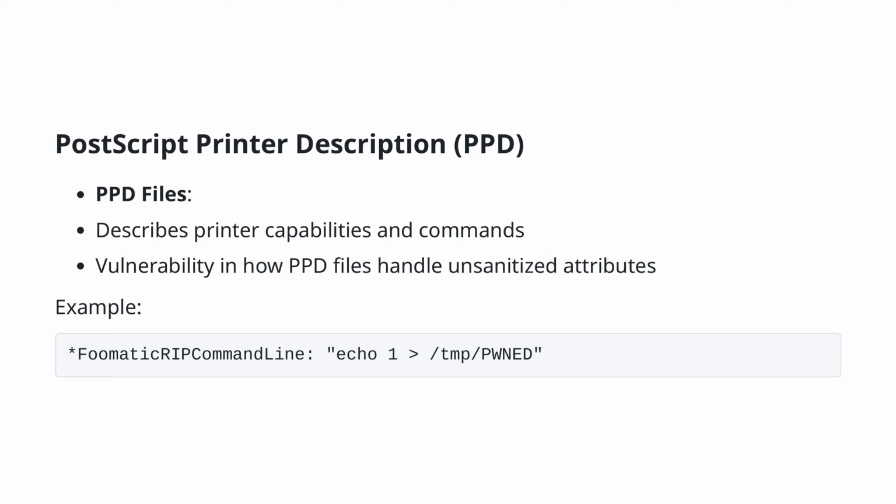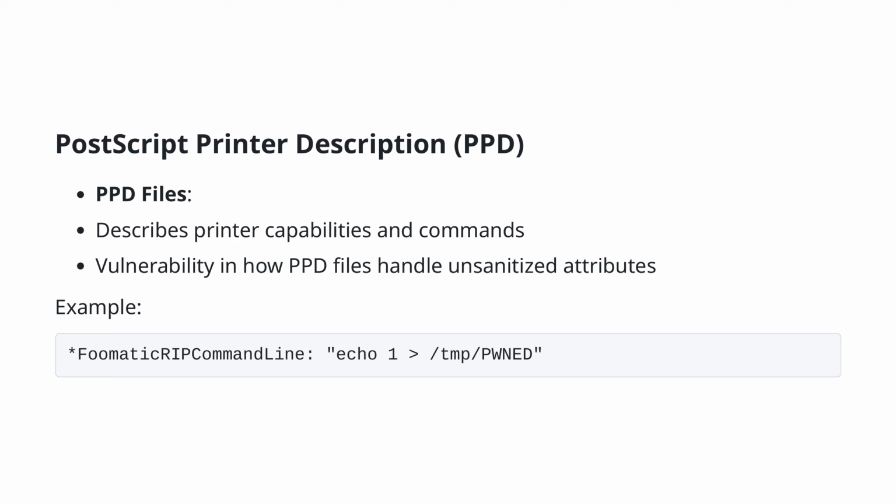PostScript Printer Description, PPD files, are critical in defining a printer's capabilities and command operations. These files include various attributes and parameters that instruct the printer on its functionality. However, there's a significant vulnerability when these PPD files handle unsanitized attributes. For instance, consider the example shown, Foomatic-rip command line, on, ta.